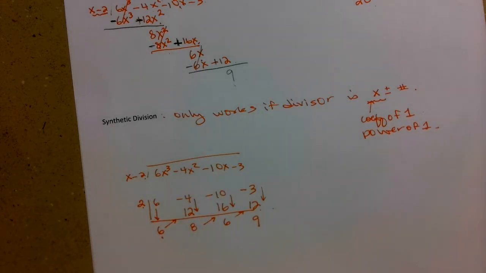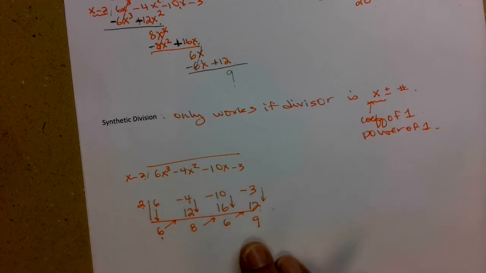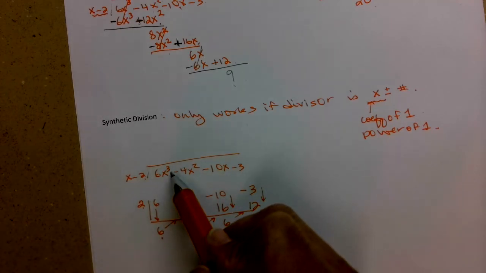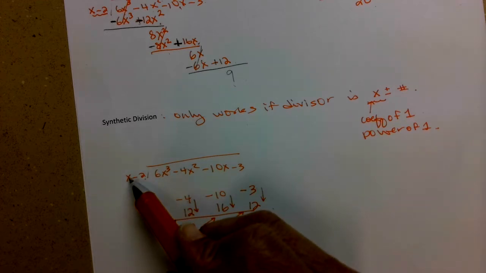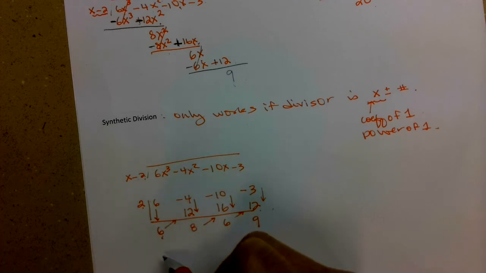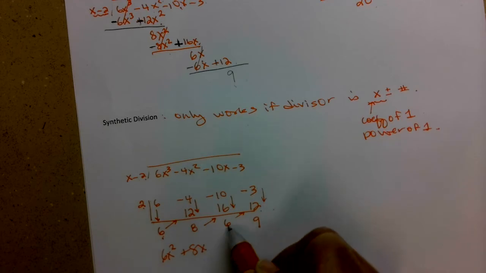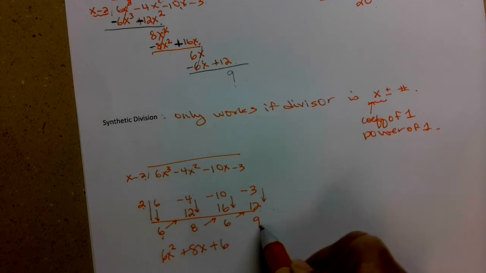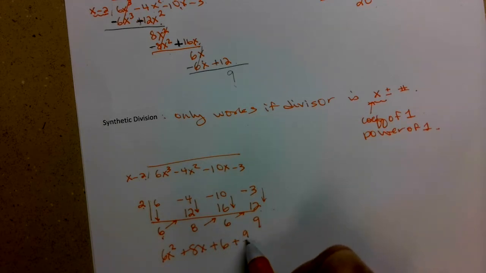Now, we're kind of done. But we know what the answer is, right? We did it already. So can you see what these numbers down here represent? Right, they're the coefficients of the quotient. So we started with a 6x cubed. So we divide by x to the first. So this first number in our answer is an x squared coefficient. So 6x squared plus 8x plus 6, and then we get to that remainder, plus 9 over x minus 2.